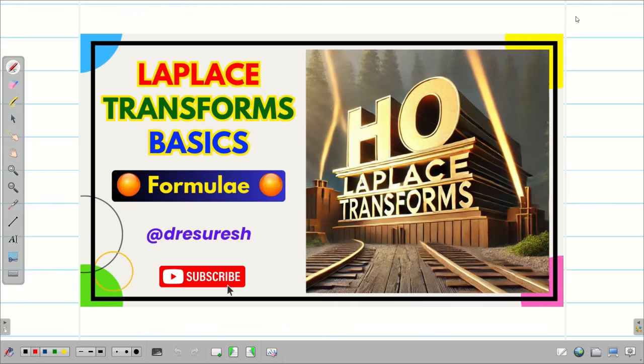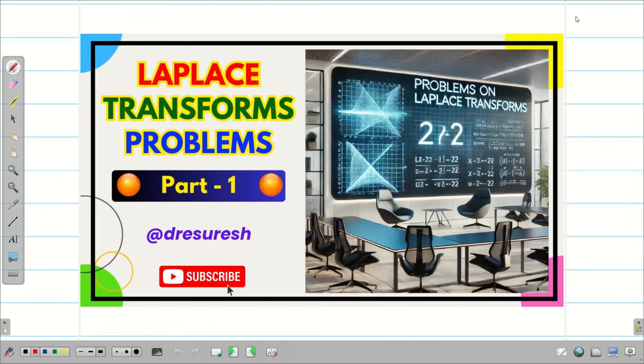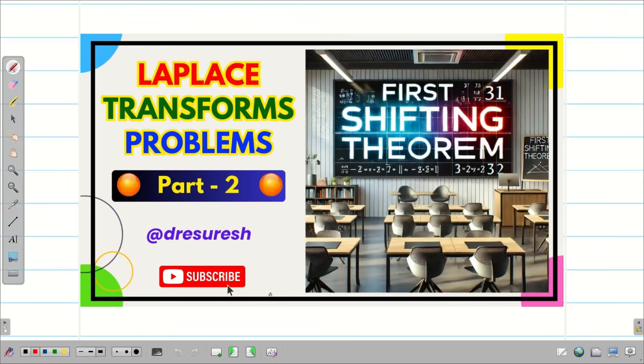In the first video, we see the definition of Laplace transform and basic formulas. In the second video, we solve simple problems on Laplace transform using trigonometric identities and linear property. And in the part 2 video, we solve problems using first shifting theorem: how to find the Laplace of e power at into f of t. Similarly, Laplace of e power minus at into f of t.